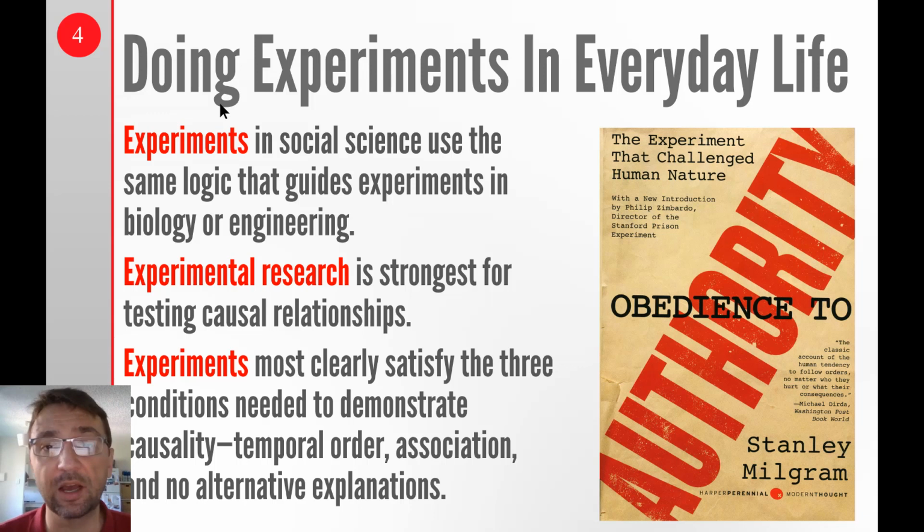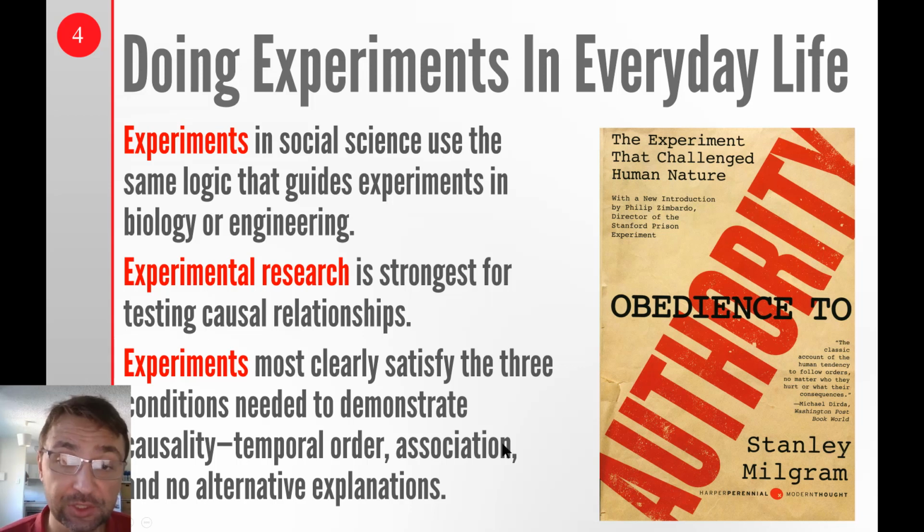So experiments use the same logic that guide experiments in biology or engineering. They are the strongest way to test causal relationships, as we've talked about. So cause and effect. And the reason for this is that they satisfy, better than anything else, three conditions we need to demonstrate causality. Those three conditions are temporal order, so A happened before B; association, so A is correlated with B; and then no alternative explanations, right? So that there wasn't something else that caused both A and B, that's the main type of alternative explanation.